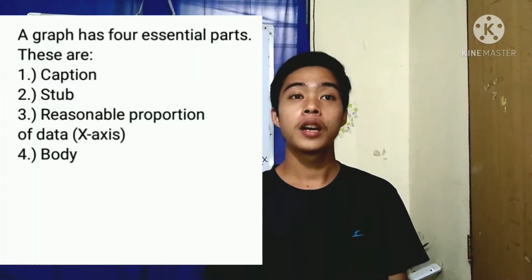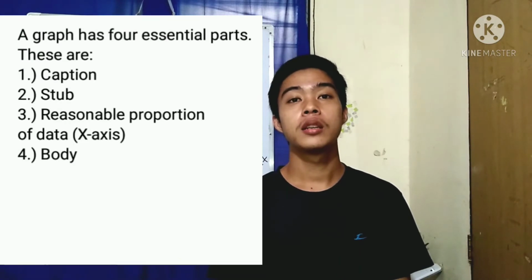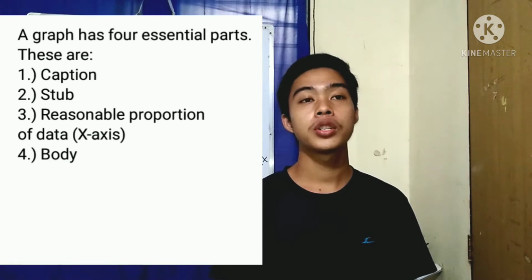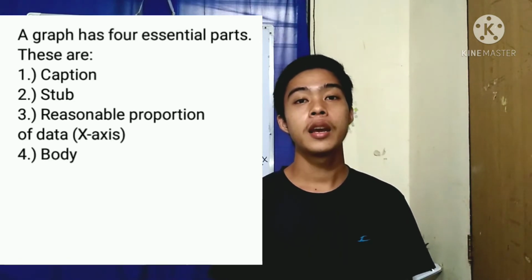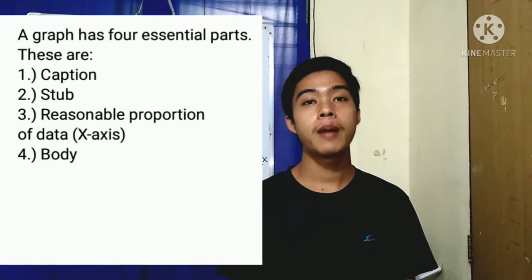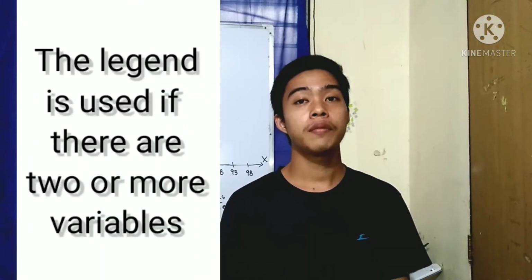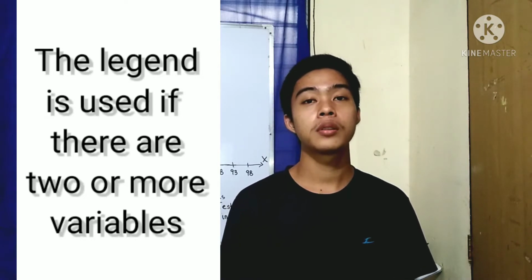So a graph has 4 essential parts. These are caption, stub, reasonable proportion of data, the x-axis, and number 4 is the body. The legend is used if there are 2 or more variables.